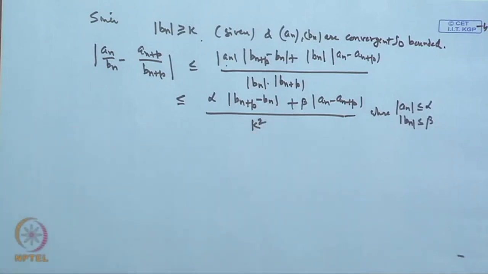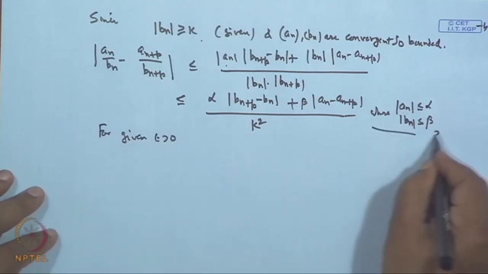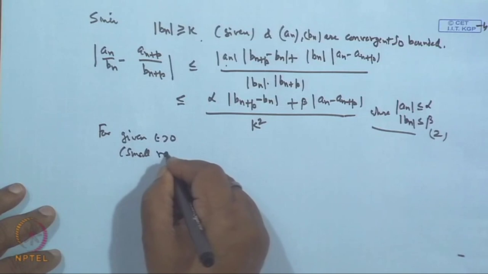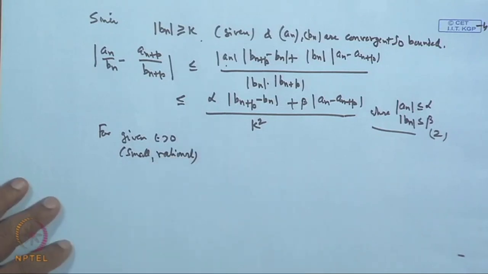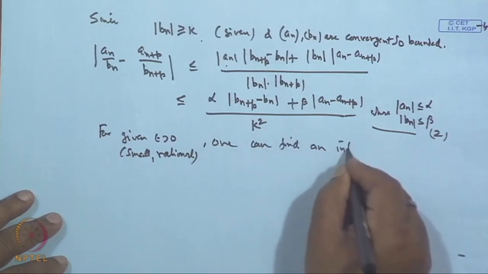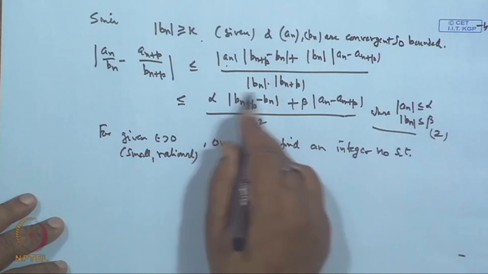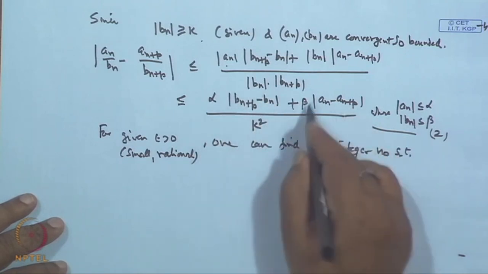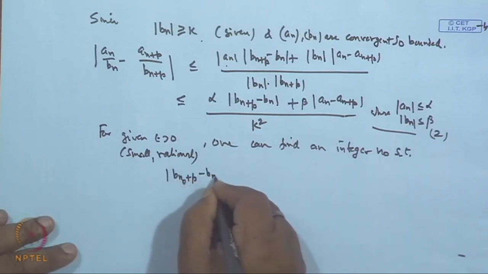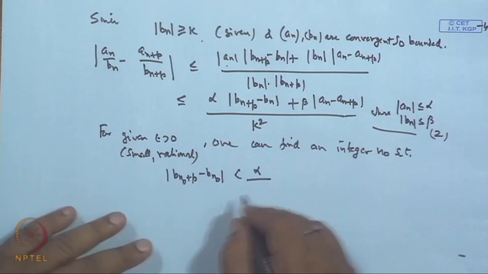Now pick up the epsilon. For a given epsilon greater than 0, let it be this equation 2, which is a small positive rational number, one can find an integer n naught such that this thing is suitably less than epsilon, and this is also a small quantity. So, we can say that |b_n0+p minus b_n0| is less than epsilon over alpha plus beta.